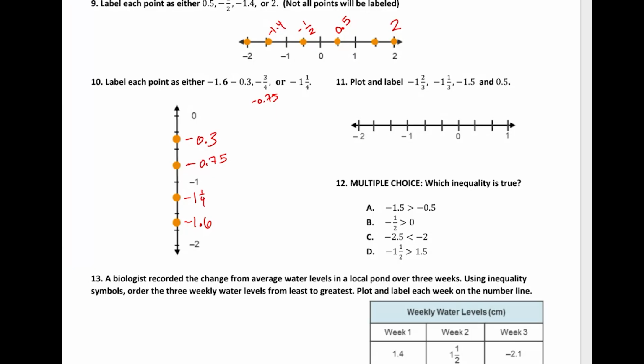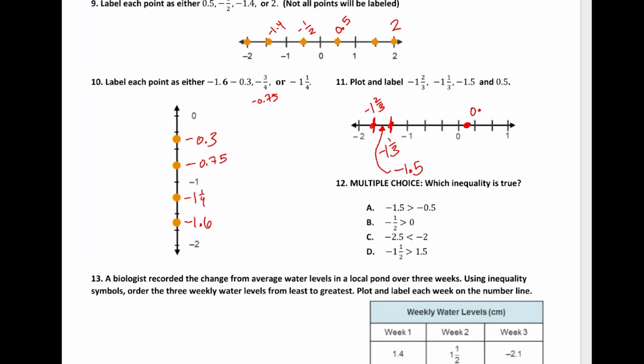11, we were going to plot and label all these numbers. So -1 2/3 is going to be right here. So this is -1 2/3. -1 1/3 will be right here. I guess I'll put this underneath just so it doesn't get too crammed in here. -1.5, well, geez, this is really kind of getting crammed in here, but -1.5 should be right in the middle here between -1 and -2. And then 0.5 is going to be out over here.